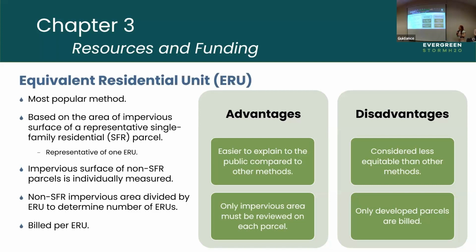This is easier for jurisdictions to calculate because you're only having to calculate the impervious surface for each parcel. So that is an advantage. But then the disadvantage is you're only billing the developed parcels. So this would not apply to undeveloped parcels.